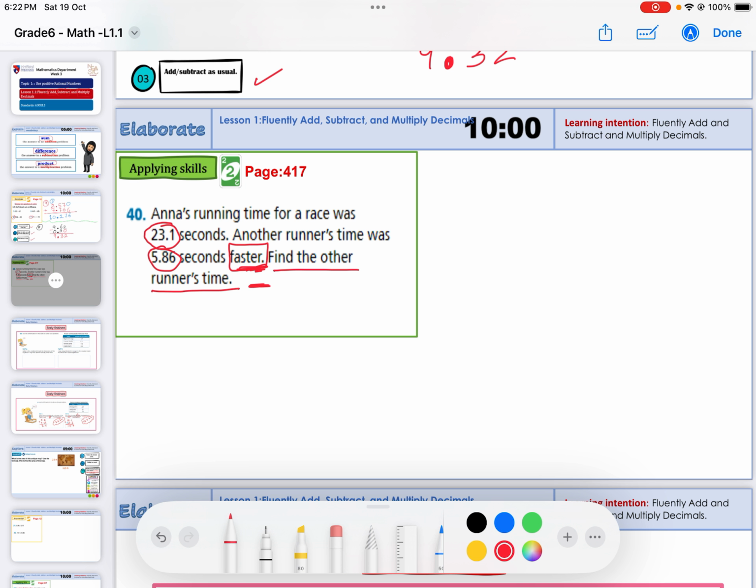I'm going to place the big number. Like I said, start with the points. Place them under each other. And then put the big number, which is 23.1, up, and the small number, 5.86, down. Okay, now we are going to place zeros in the empty places, and we will start subtracting.